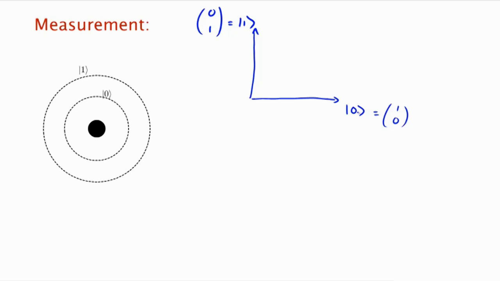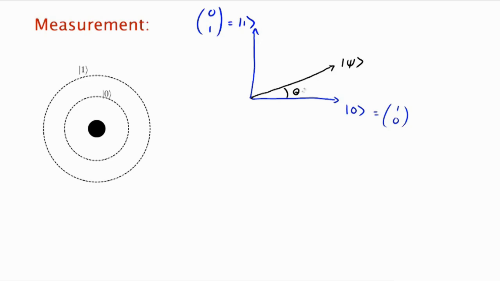That's the usual vector notation. And now let's define a couple of other states which we want to measure. Suppose we have a state like this, and let's call this state psi. Suppose that this state makes an angle of theta with the 0 state, with the x-axis.